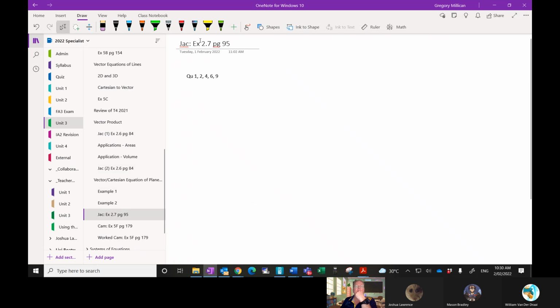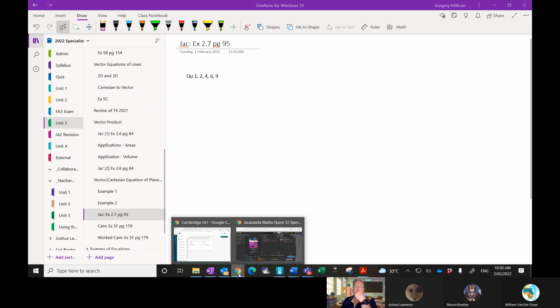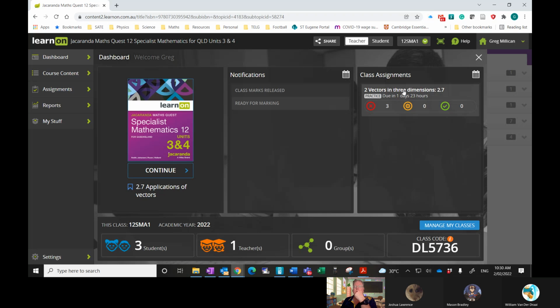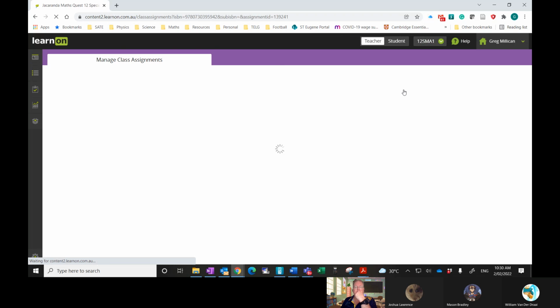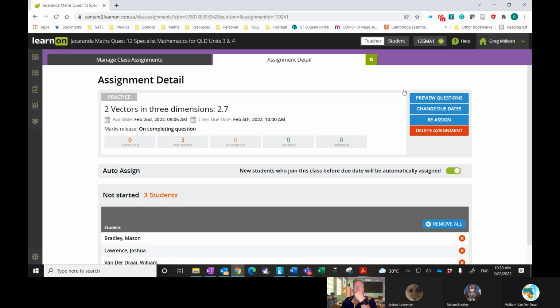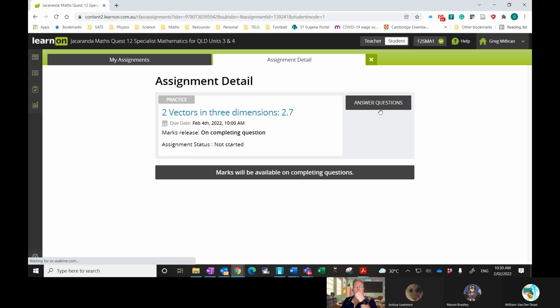If you want to work through the exercise from the textbook, you can do that. They're the questions there: 1, 2, 4, 6, 9. But I've set them up in Jack so that you can go in and have a go at it. I'll just show you what it will look like when you go in. I'll just change to student view. So you'll see this.